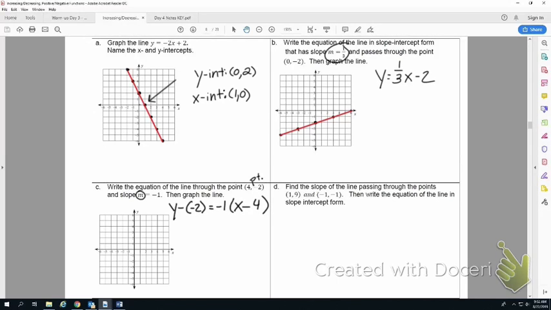This little situation right here turns into what? Minus a negative. Positive. So y plus 2 equals, I can distribute the negative 1, which is going to give me negative x plus 4. And then I just subtract my 2.